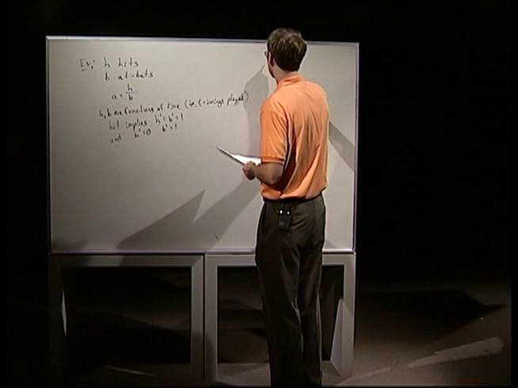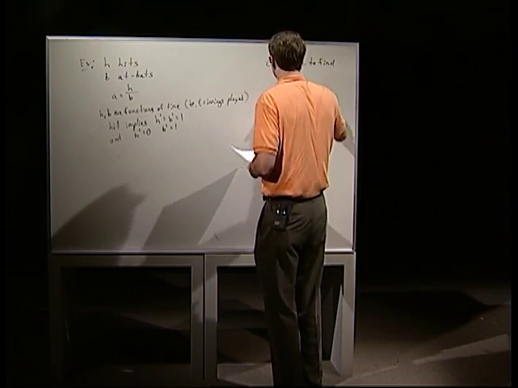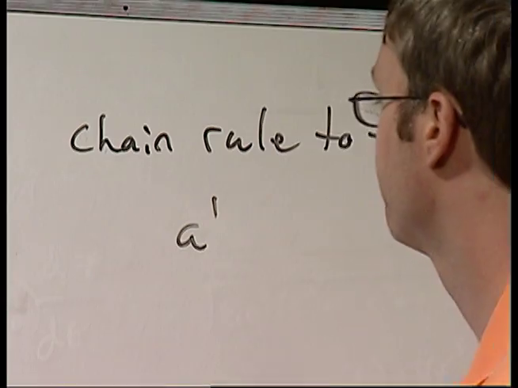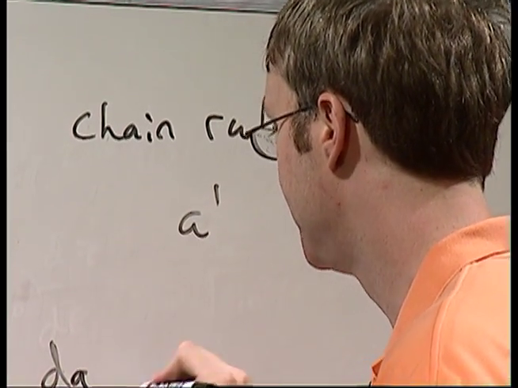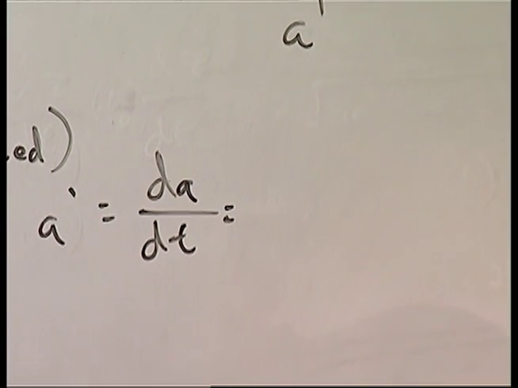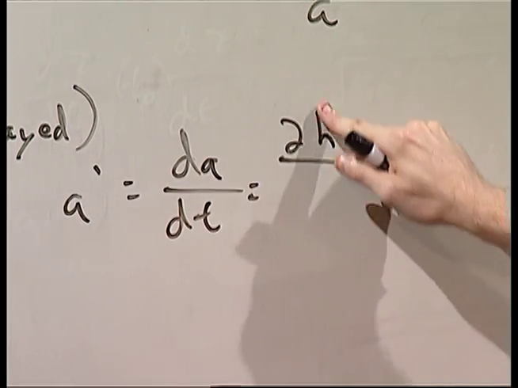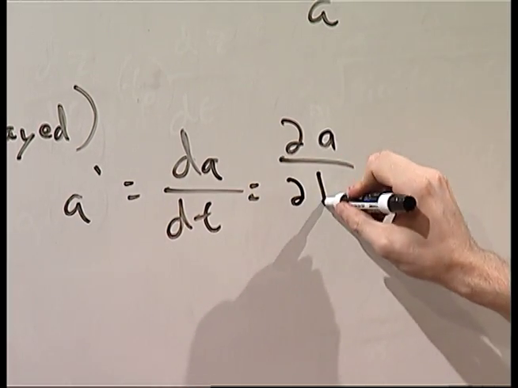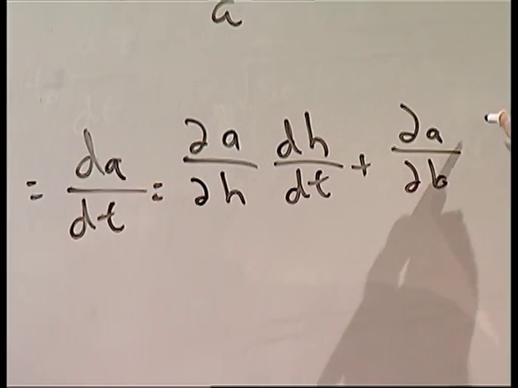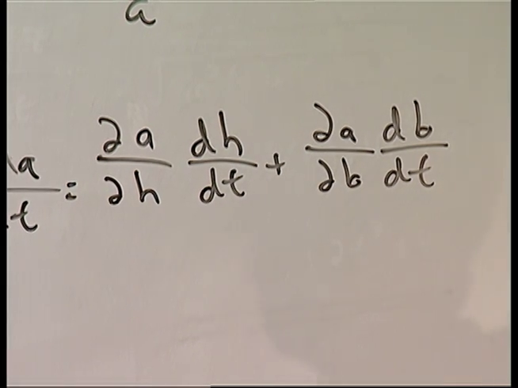All right, let's use the chain rule to find A prime. In other words, what is the rate of change of batting average, depending on whether you get a hit or an out? So A prime is dA/dt, which is partial A partial H times dH/dt, plus partial A partial B times dB/dt, right? That's what the chain rule says.